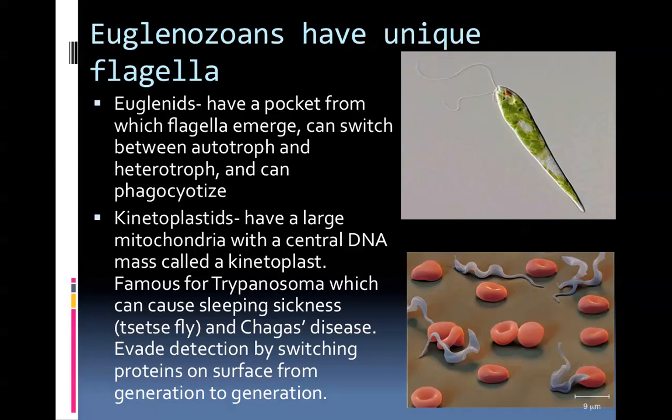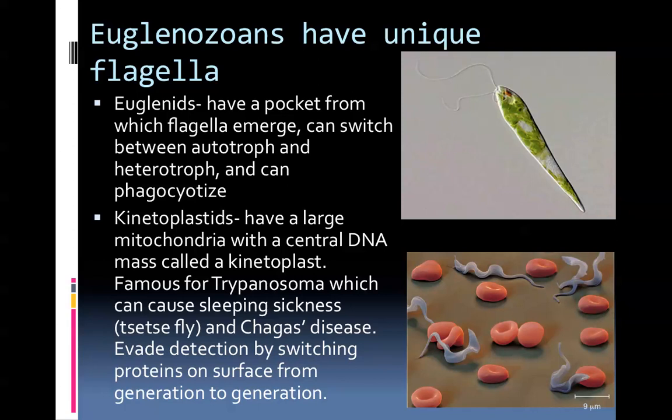All right, so there's a group of protists called the euglenozoans, and what's special about these guys is they have crystalline rods inside of their flagella. Nobody's quite certain why they exist, but they're there, and that's what makes them different from the other groups of protists. These are further broken up into the euglenids, and what's special about euglenids is that they have a little pocket from which their flagella emerge. What's interesting about them is they can switch between autotrophic and heterotrophic activity, and they also have the ability to phagocytize. So going back to cells, remember, that's when you take in something large.